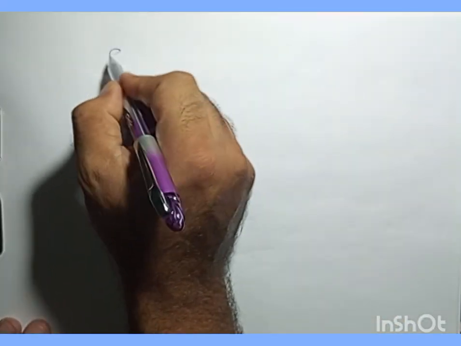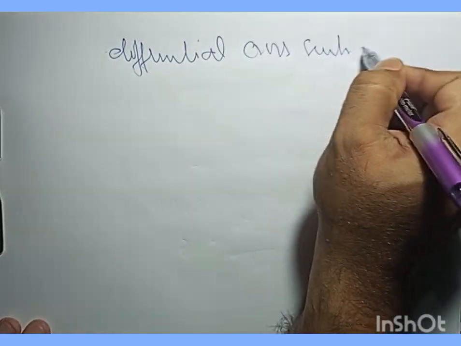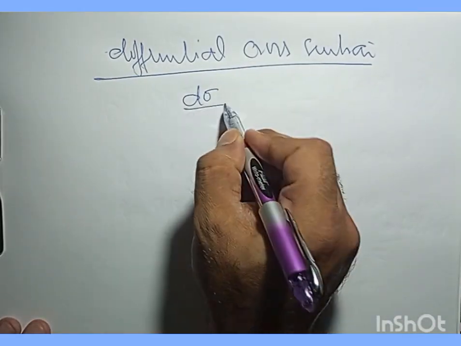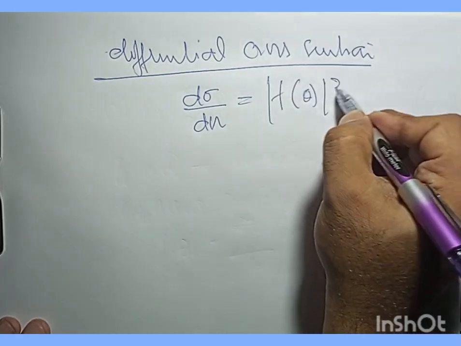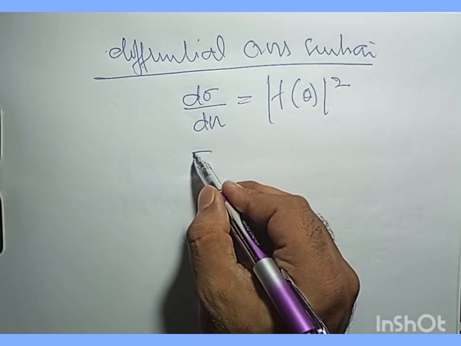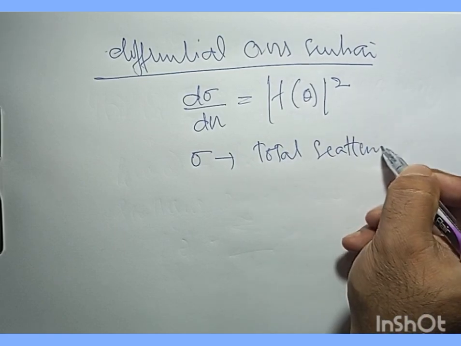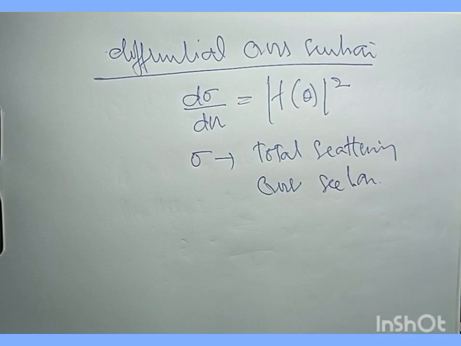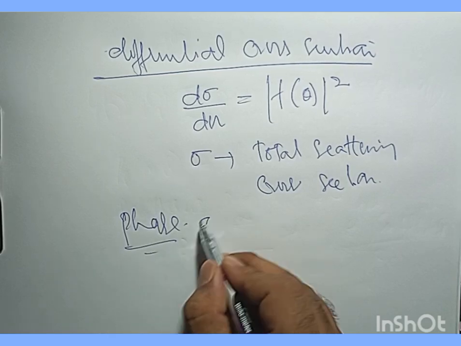So the magnitude of the differential cross section, that is d sigma by d omega, is f of theta whole squared. We know that sigma is the total scattering cross section. Now let's go to the physical significance of these phase shifts, because the physics lies in those phase shifts.